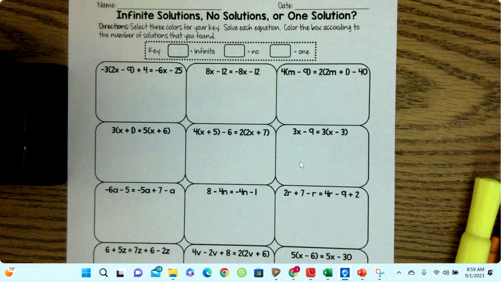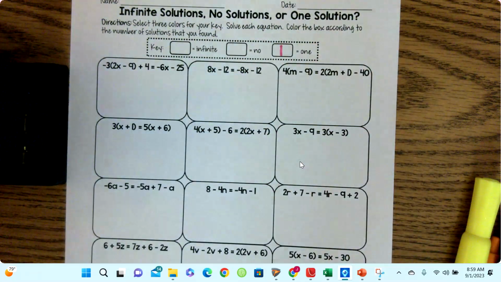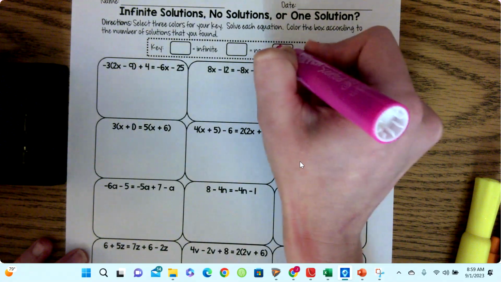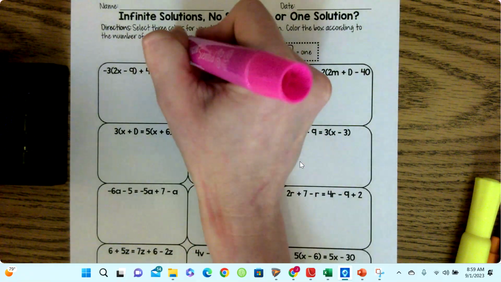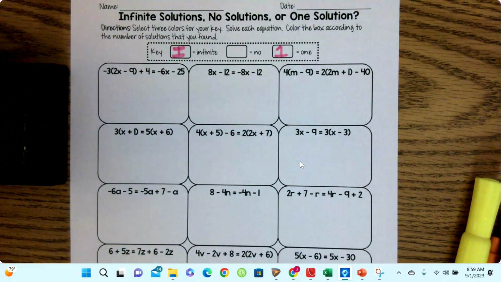So all the ones that you did on the quiz today had one solution. There's one number that you can put in there that's going to work and make that equation true. The other options that you have: infinite solutions happens when you have the same thing on both sides.